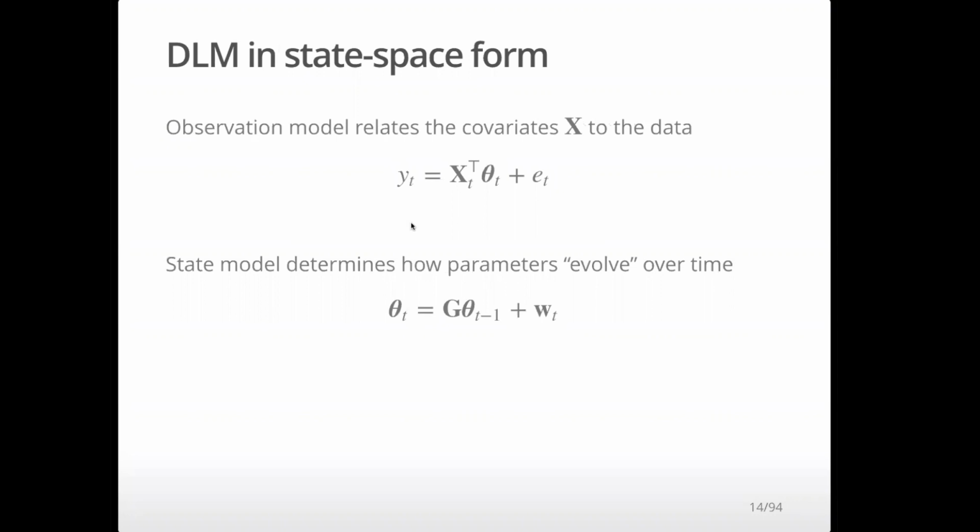Okay, so in state space form, this is the way we would think about a dynamic linear model. So we've got an observation model that's going to relate the covariates to the data, right? So we have one observation at some time. We have an intercept plus some number of predictors, could be 1, 2, 3, etc. We have the parameters change with time, and we have an error. And then our state or process model determines how those parameters evolve over time. And in general, we'll think of this as a random walk, although it could be some other process, a mean reverting process, for instance.